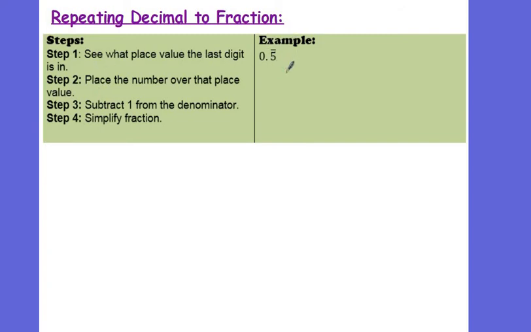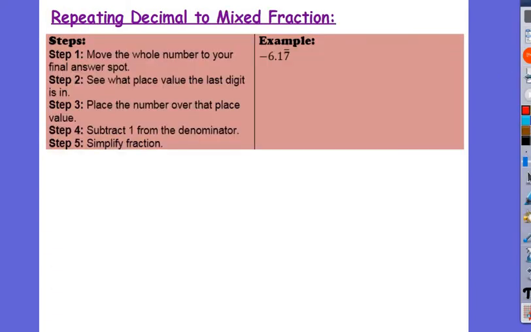Alright, here's our example that we're going to use. It says see what place value the last digit is in. This is in the tenths place value. So I'm going to put 5 over 10. It says subtract 1 from the denominator, so I need to subtract 1. So that's really 5 over 9. Then simplify the fraction if I can. This is simplified, so this would be the equivalent fraction to this repeating decimal. Moving on.